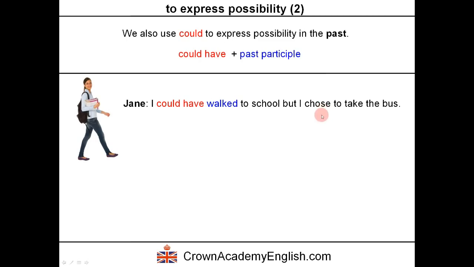This is the past simple form of choose. So we know this is in the past. Okay, so she had the option of walking to school, but she didn't take the option. She chose to take the bus. So in fact, this means that she didn't walk to school. Okay, but she's saying that she had the option.